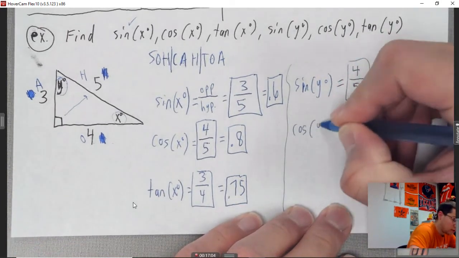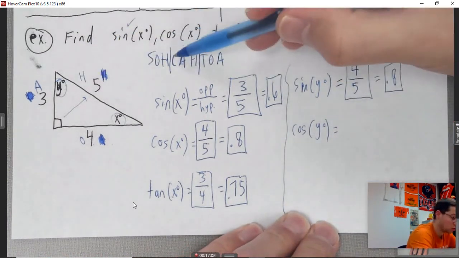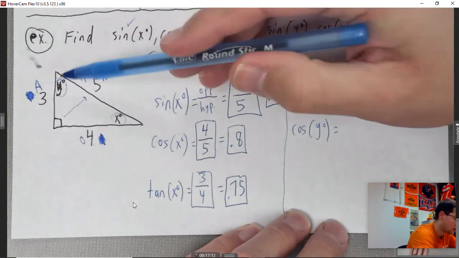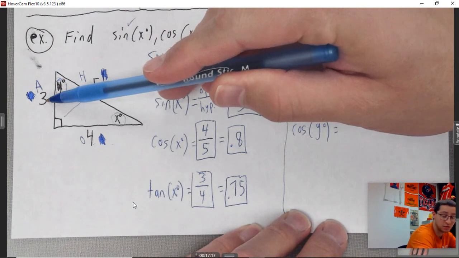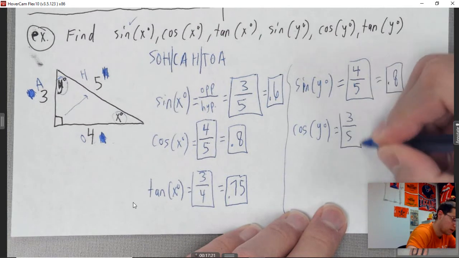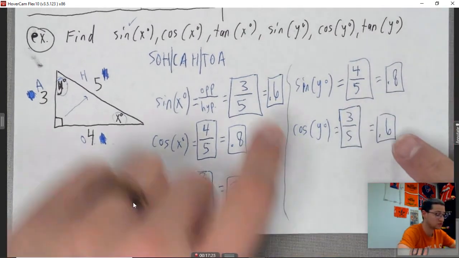All right, cosine of y. Well, I know cosine is equal to the adjacent over the hypotenuse. So cosine of y, comparing it to y. Adjacent, that's my adjacent side, over the hypotenuse. So this is 3 over 5 when compared to y. And that's going to be equal to 0.6. And you should notice a pattern.